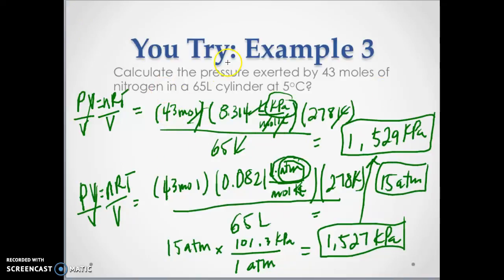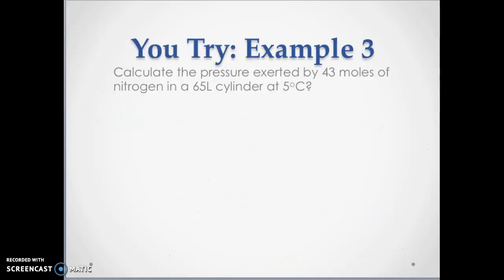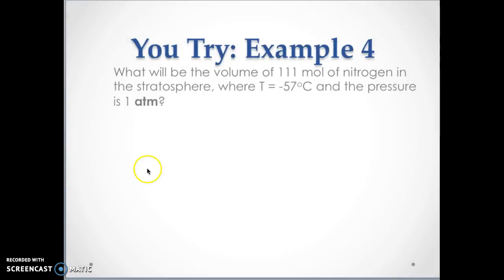So now go ahead and try example 4, and see if you could get this answer. See if you could get 1,968 liters.